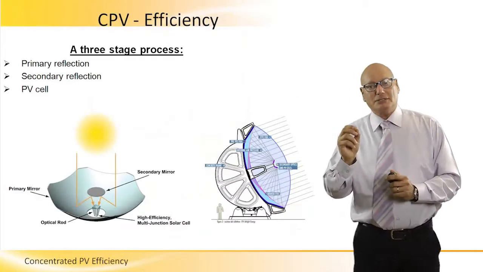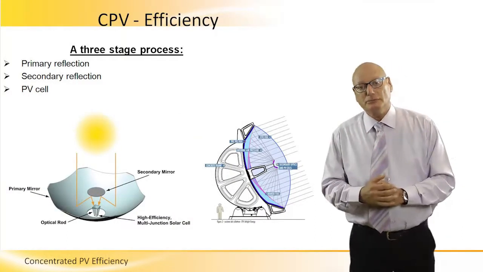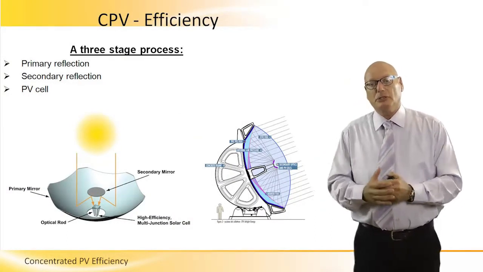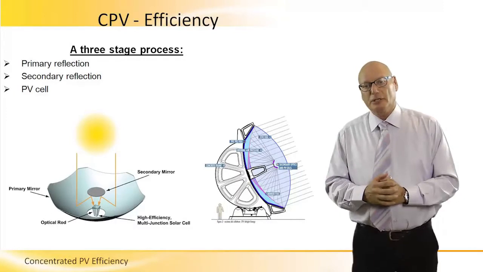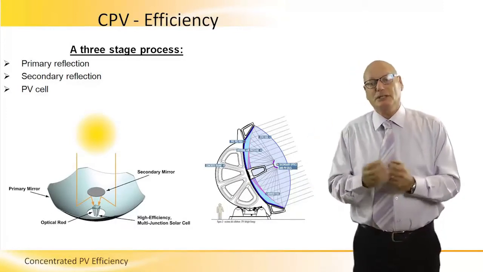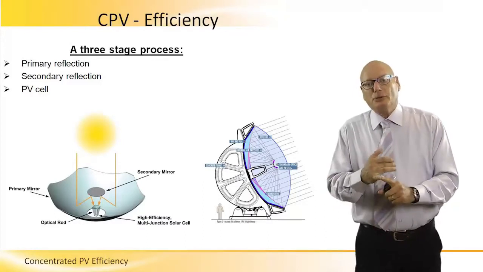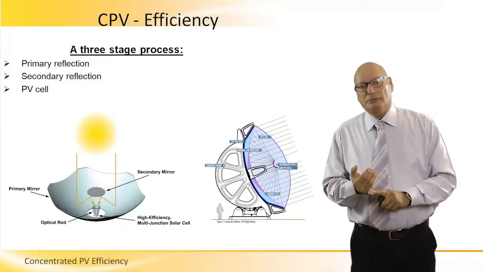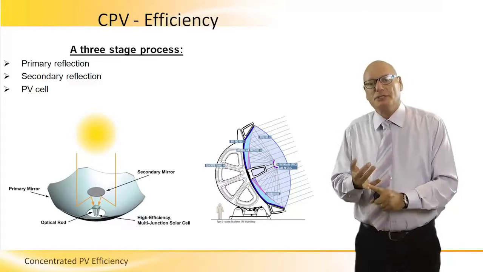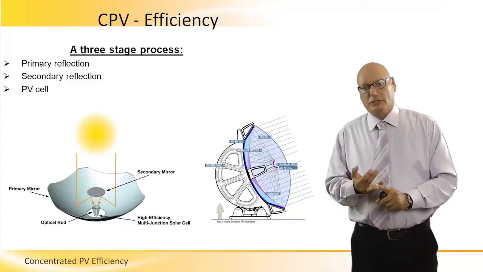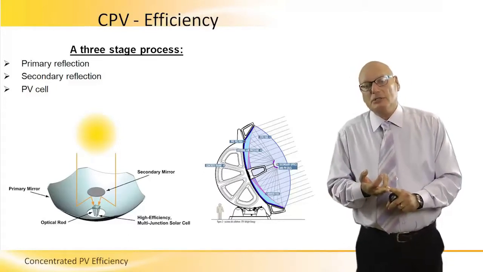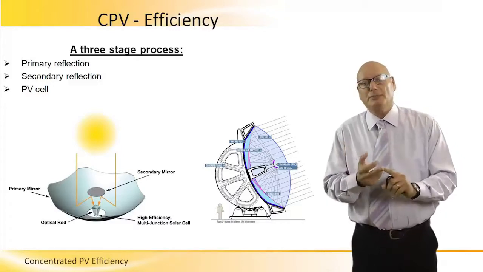CPV efficiency is slightly different because of the nature of the technology. We have a three-stage process in terms of the losses of energy. First, we lose in the primary reflection. Secondly, we lose in the secondary reflection. And then there is a set of losses in the PV cell itself.